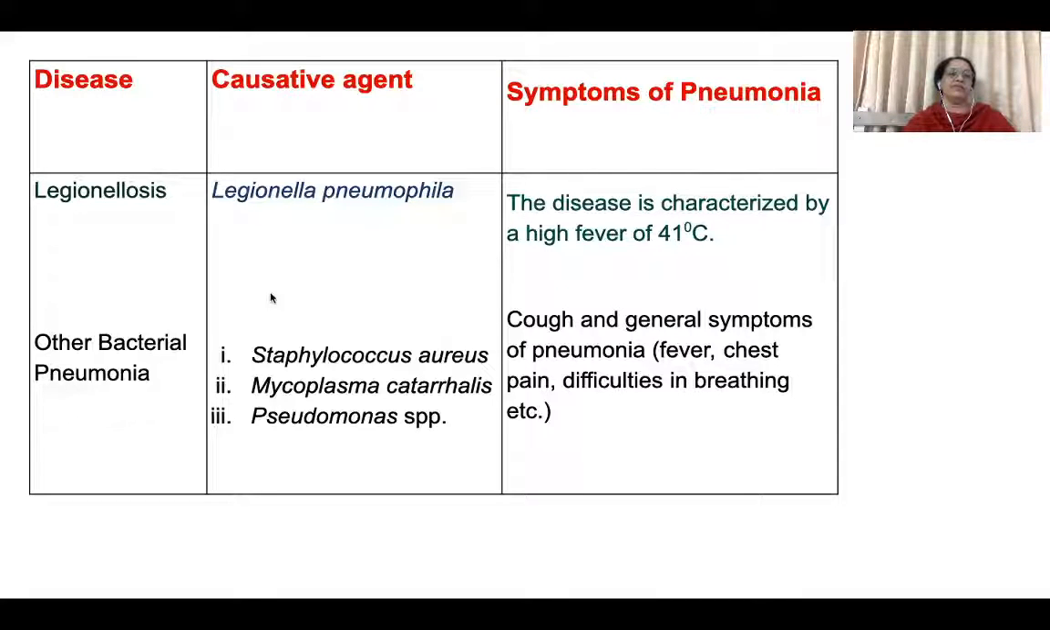Other bacterial pneumonia category is also included here, where there are complications because of infection by Staphylococcus aureus, Moraxella catarrhalis as well as Pseudomonas species, especially Pseudomonas aeruginosa, which causes this bacterial pneumonia. The general symptoms of pneumonia, including fever, chest pain, difficulty in breathing, etc., with cough, are the symptoms in case of this pneumonia.